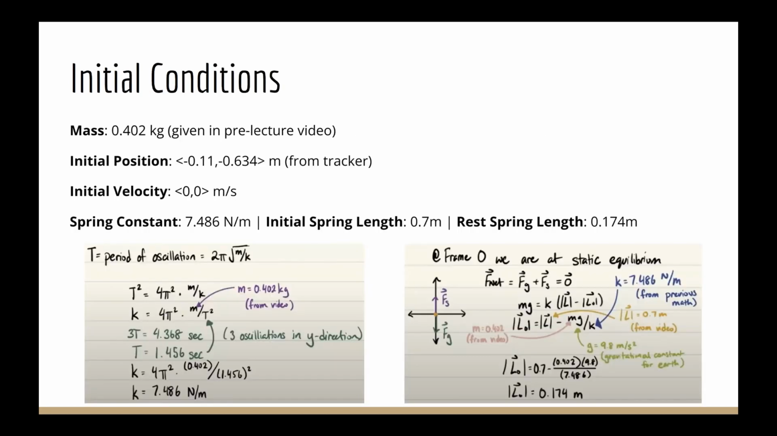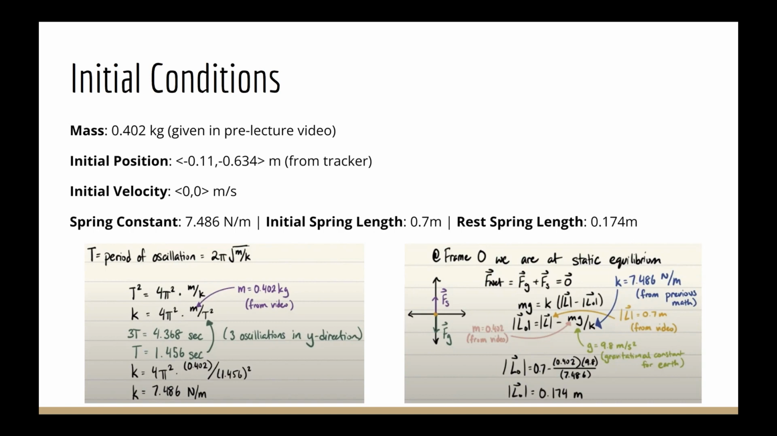All right, so our initial conditions include the mass of our object, which is 0.402 kilograms, and we determined this from the pre-lecture video for the lab. Our initial position is minus 11 in the x and minus 0.634 in the y, found using Tracker. And our initial velocity is 0 in the x and 0 in the y meters per second because our object is being released from rest.